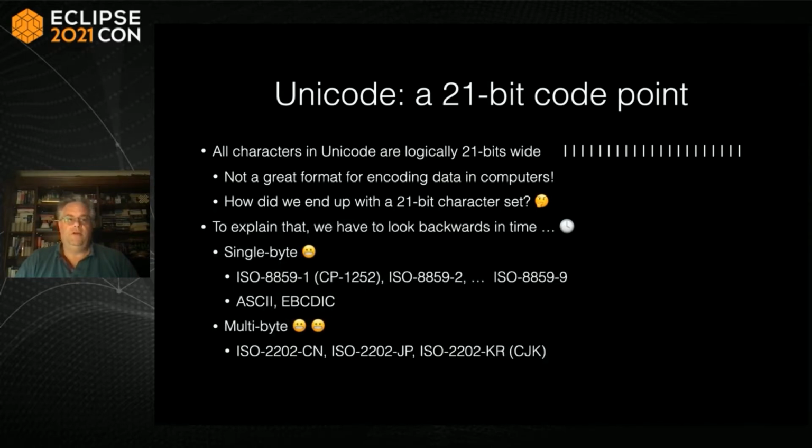Character sets from the past were originally based on a single byte. So things like ISO 8859-1 or code page 1252 from the Windows variety, different flavors of that like -2, -9, ASCII, EBCDIC, and multi-byte character sets like ISO-2022-CN, ISO-2022-JP, and ISO-2022-KR. But what do all of those things actually mean and do?